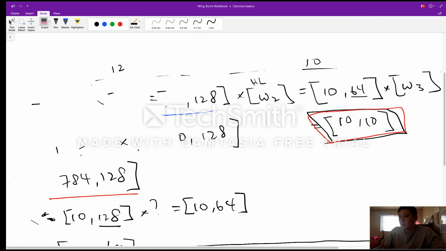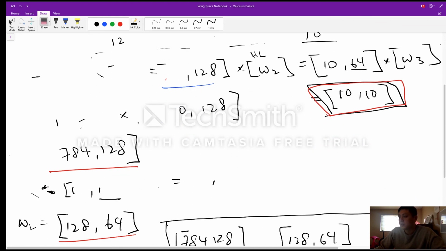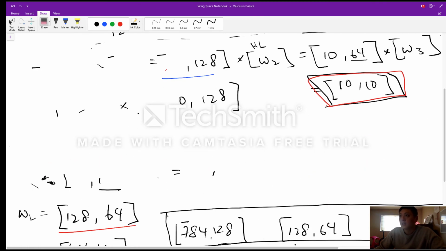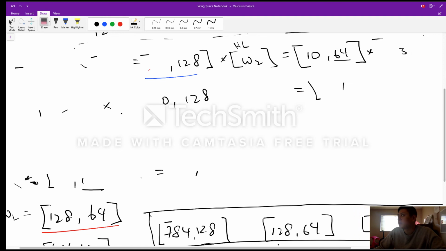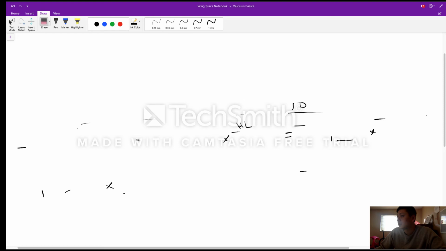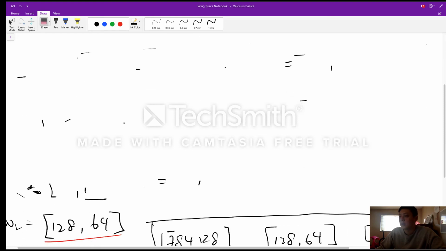Now, we have one more topic, and that is slopes and gradients. I wish there was a way for me to erase all of this, but I couldn't find a way. Well, let's just leave it like this.